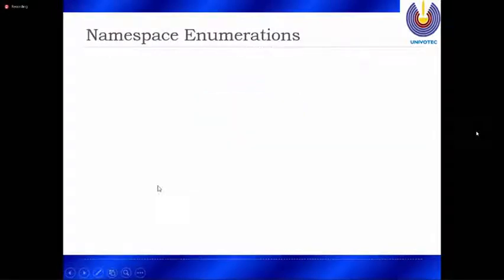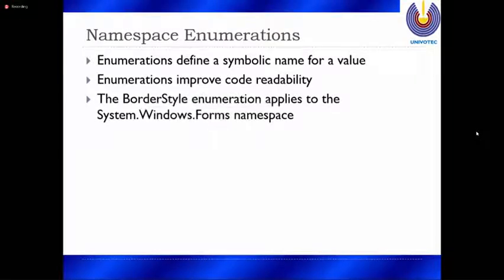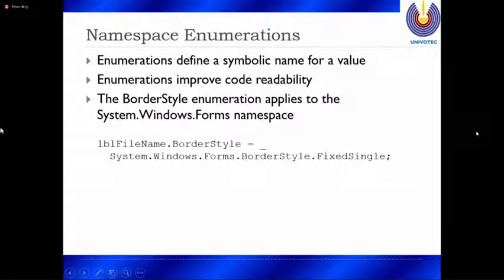Next one is the enumeration. It defines a symbolic name for values. Enumeration improves the code reliability. Also the border style is in the System.Windows.Forms namespace. Then you can use that particular form border style. This is the lblFileName.BorderStyle equals System.Windows.Forms.BorderStyle.FixedSingle. This is the value type.